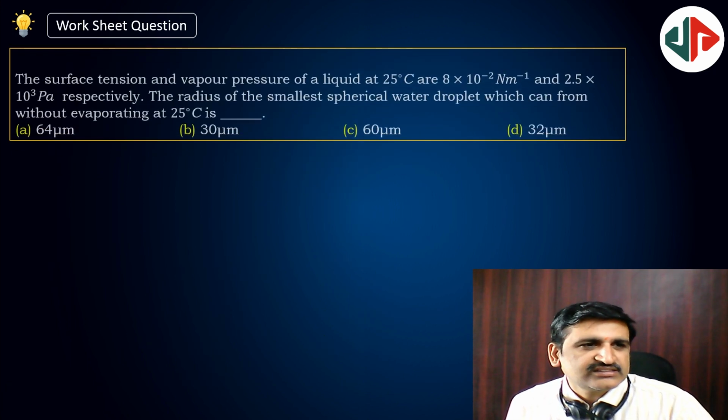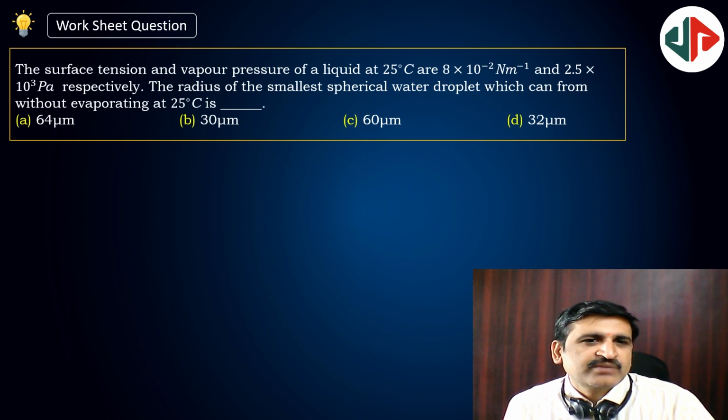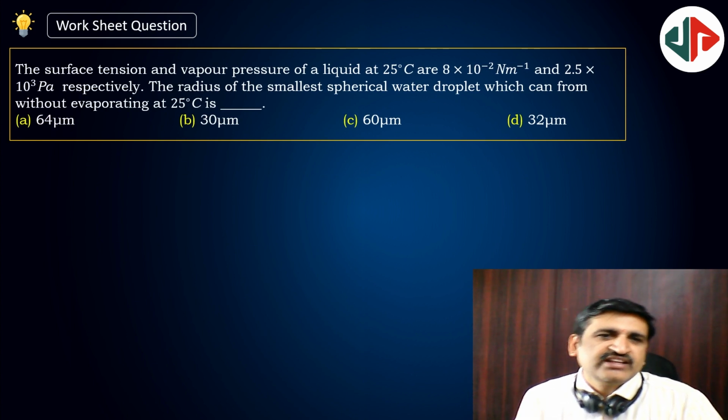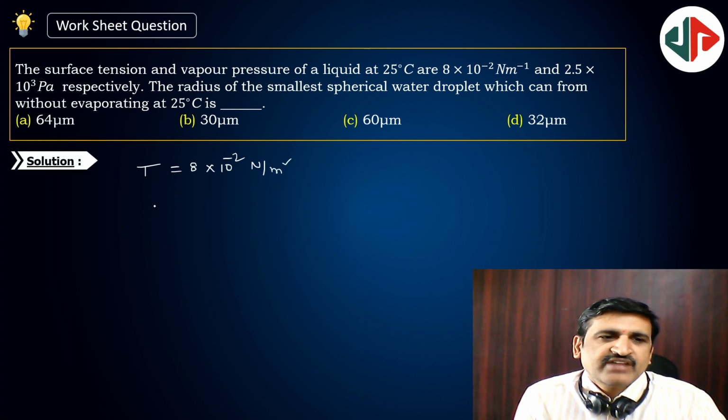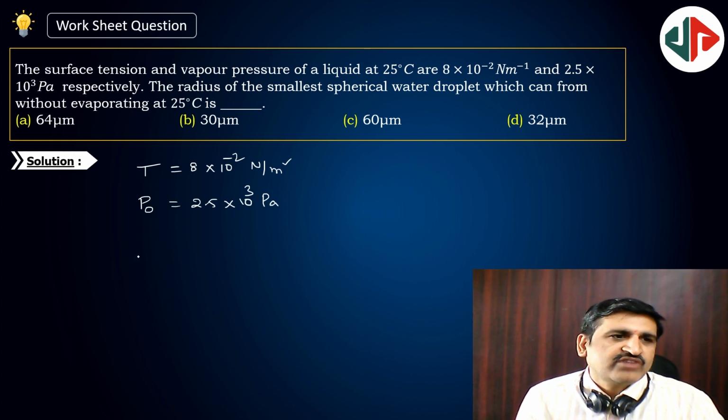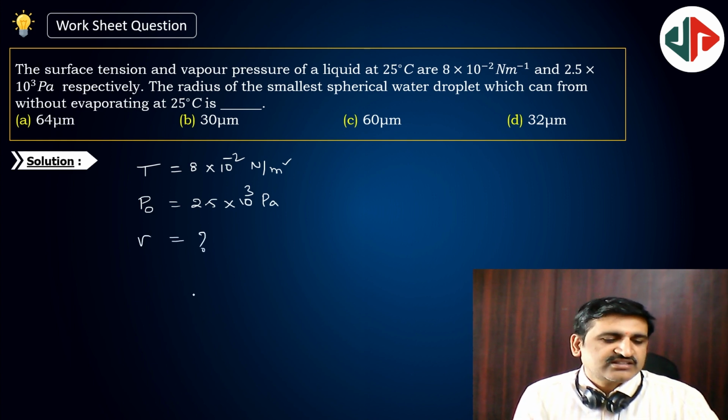Next, the surface tension and vapor pressure of a liquid at 25 degrees Celsius: surface tension 8 into 10 to the power of minus 2 Newton per meter, and vapor pressure P naught is equal to 2.5 into 10 to the power of 3 pascals. The radius of the smallest spherical water droplet which can form without evaporating is equal to how much?